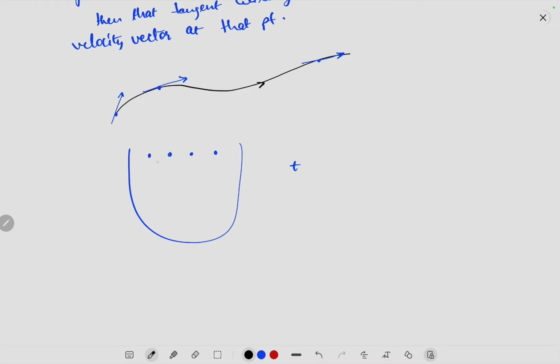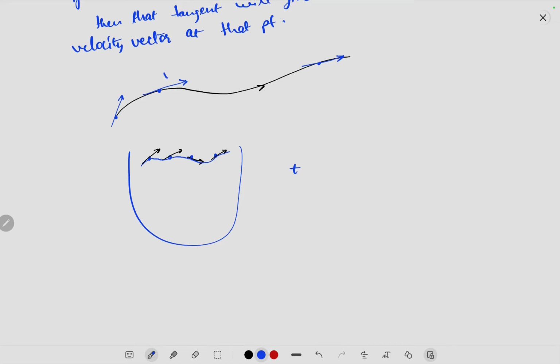Let me just define it in this sense. So this measures velocity vector, like this, like this, and like this. Then we can construct a streamline by drawing a line for which these velocity vectors are tangent at each point. So it would look something like this. It should go something like this. Okay, so I hope this concept is clear now.